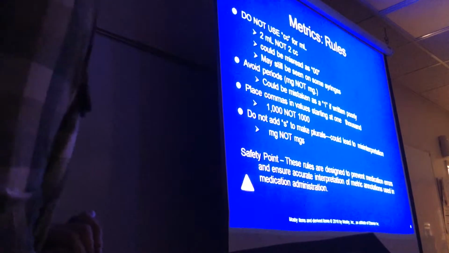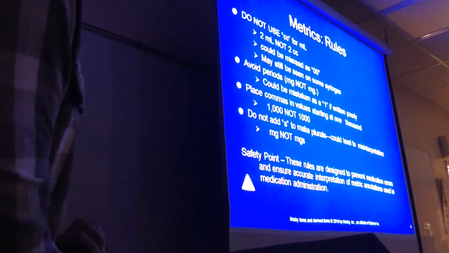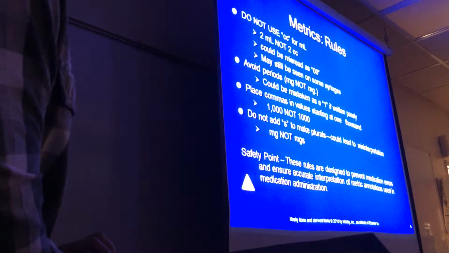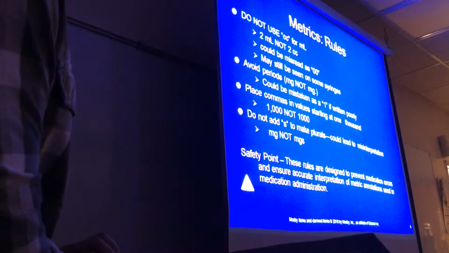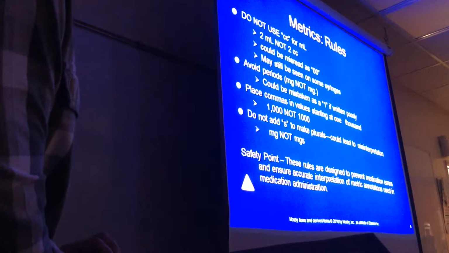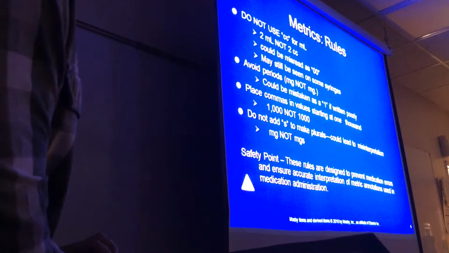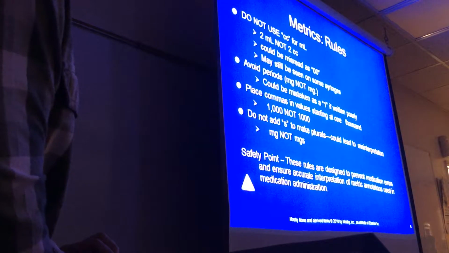So, do not use cc for mL, okay? You let the automotive industry use cc's. When do we see cc's? Engine size, right? On my motorcycle, it's 1780, I think, or it's 106 cubic inches. But 1780 cc's.